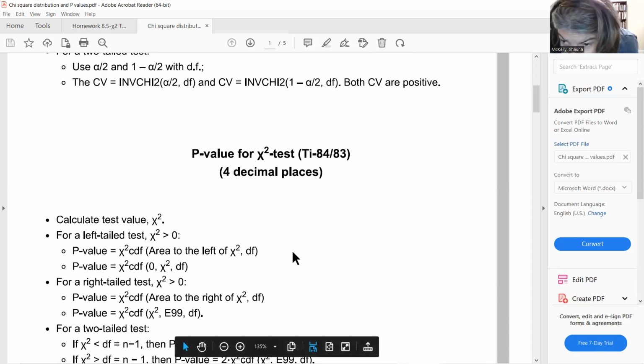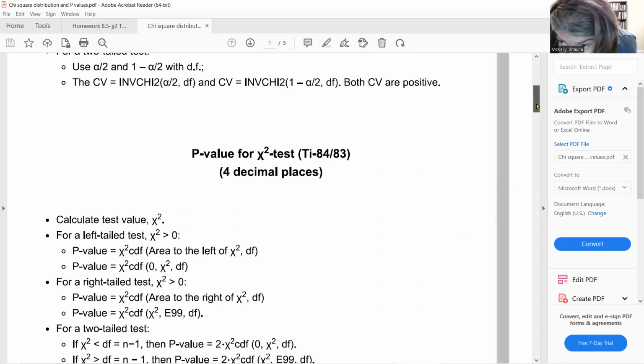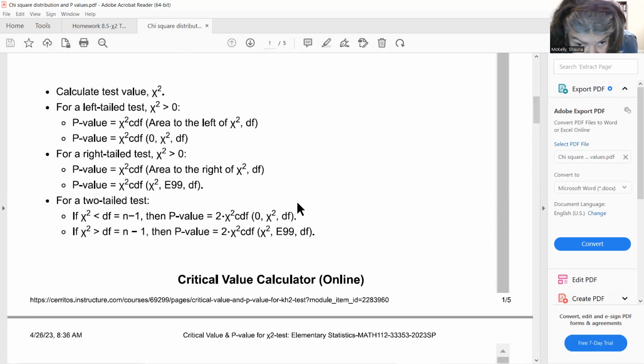And for a two-tailed test, this is where it gets interesting because it depends on which tail your chi-squared is closer to. So if chi-squared is less than your degree of freedom, this is our nuance. And we'll go over this later. I just wanted to point this out before we started.